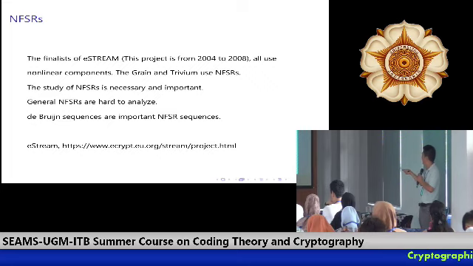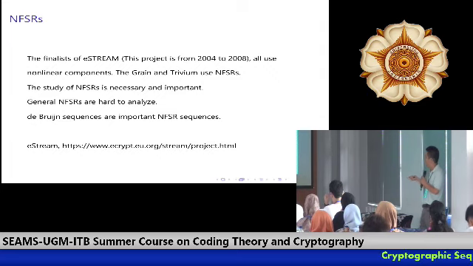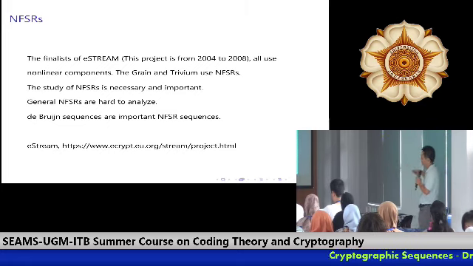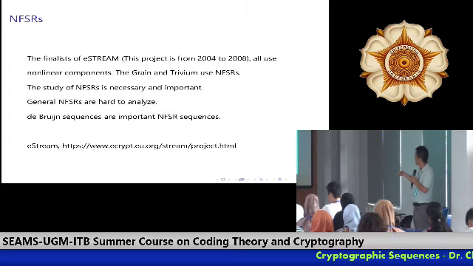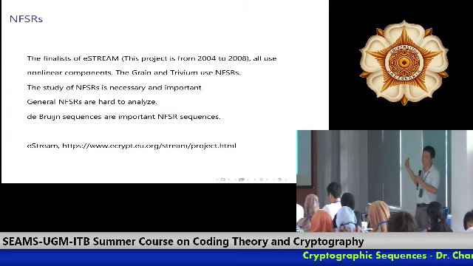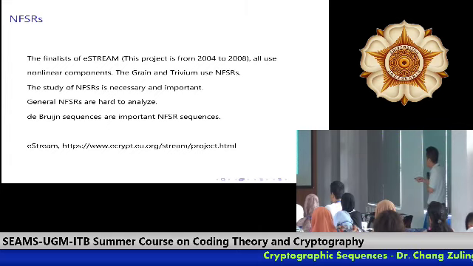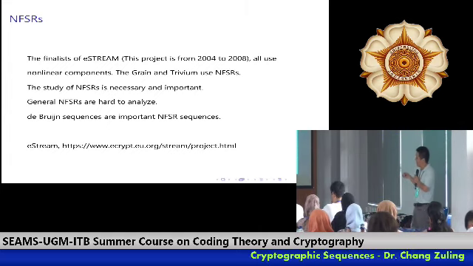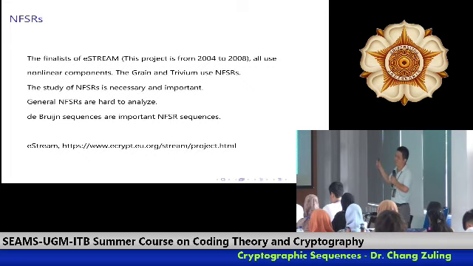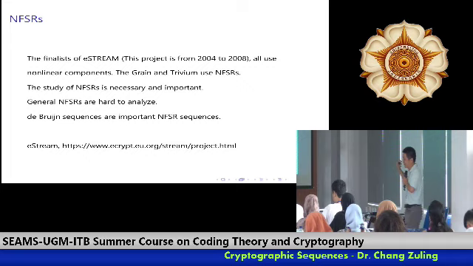All the finalists use nonlinear components, especially Grain and Trivium. You can find more information about these finalists on the web. They use nonlinear FSRs to generate the sequence. So the study of NFSR is necessary and important. And it's hard, because in the nonlinear case the feedback function will be complicated, so it's hard to analyze.